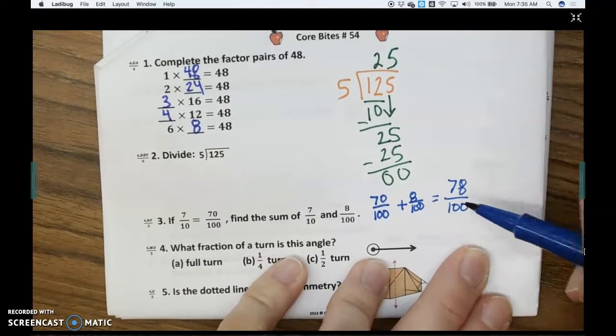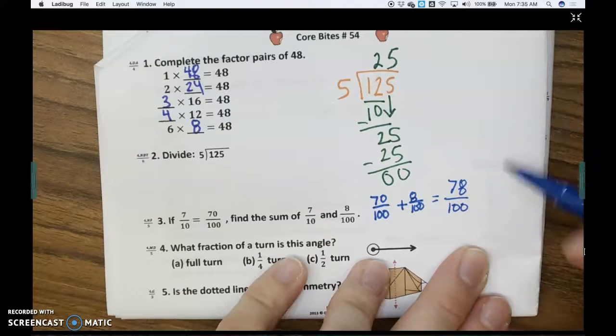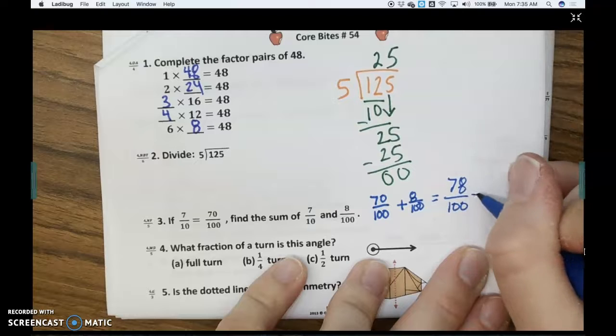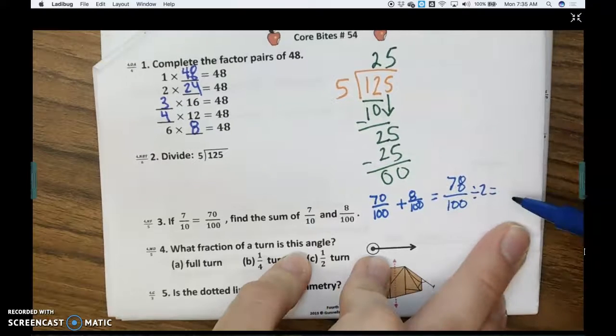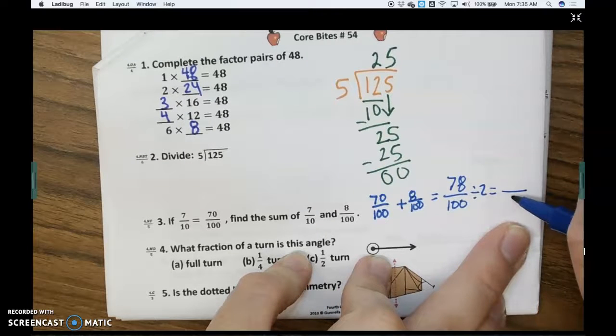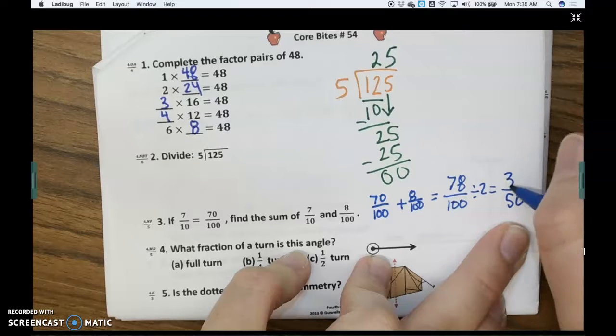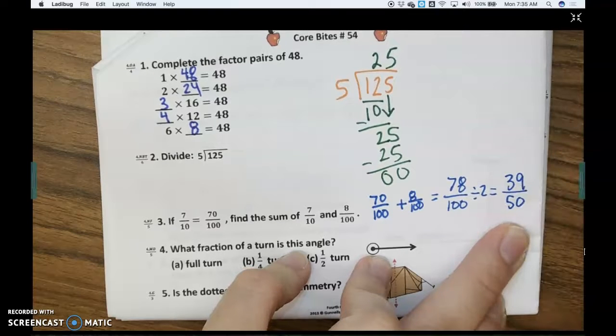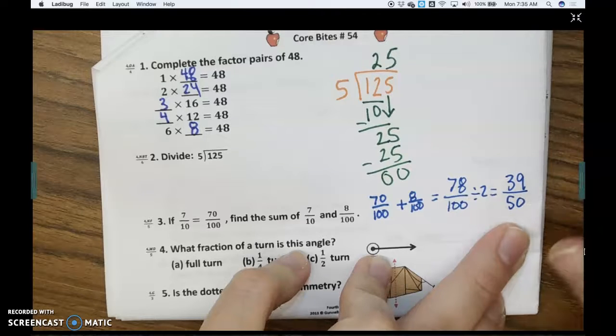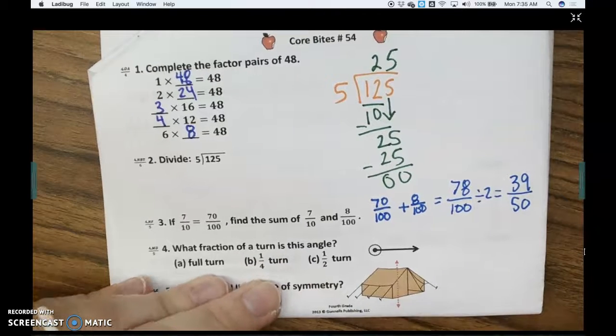So they both definitely can be divided by 2 because they're both even numbers. So if you divide by 2 for your denominator, 2 times 50 gives you 100, and then 2 times 39 gives you 78, right? So that would be your final answer because that is as low as you can go.